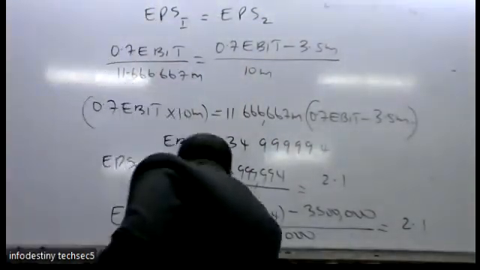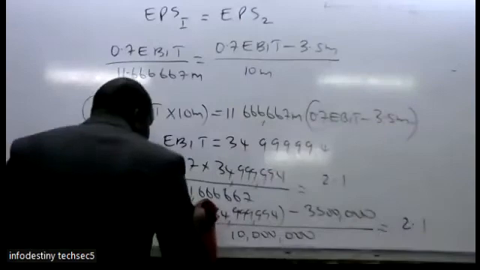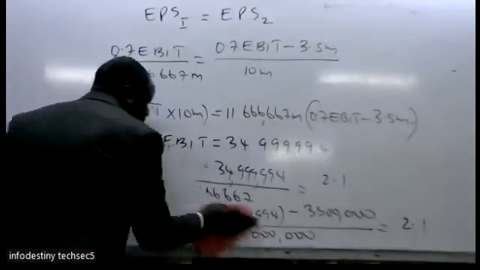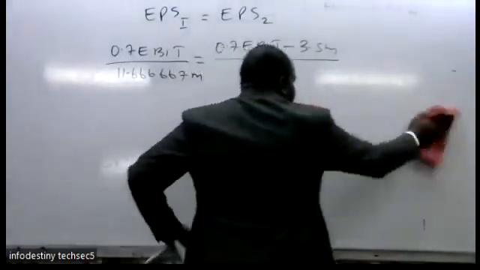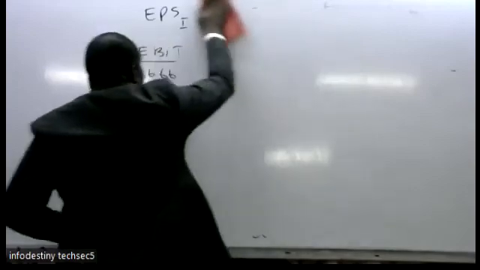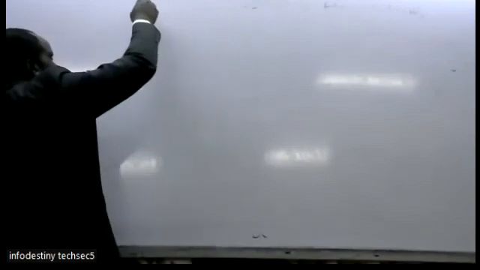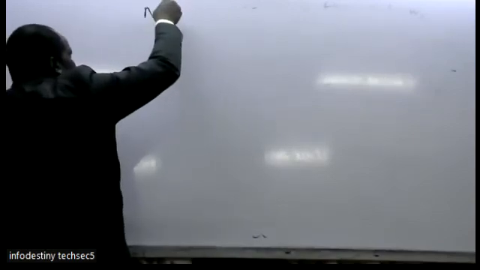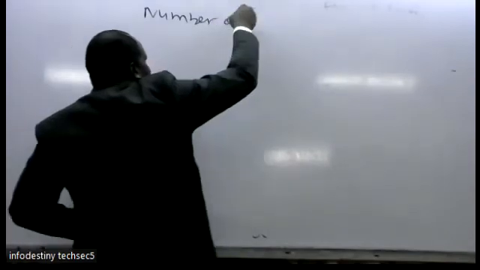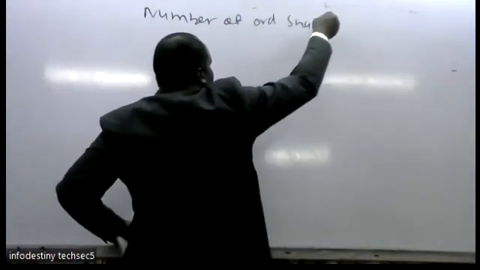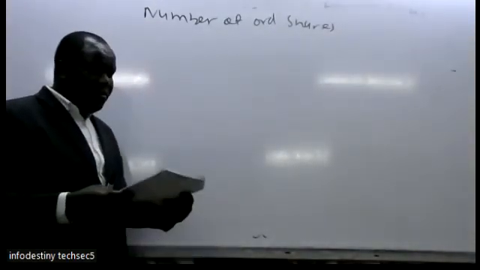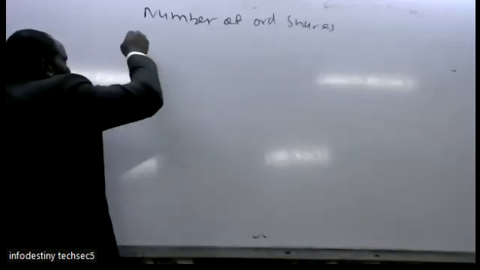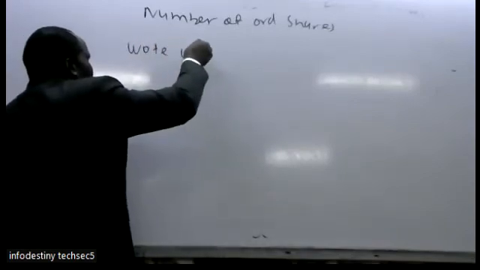Before we get the price earning ratio, we are lacking the number of the ordinary shares. We need to come up with the number of the ordinary shares. So you start off with Water Limited.